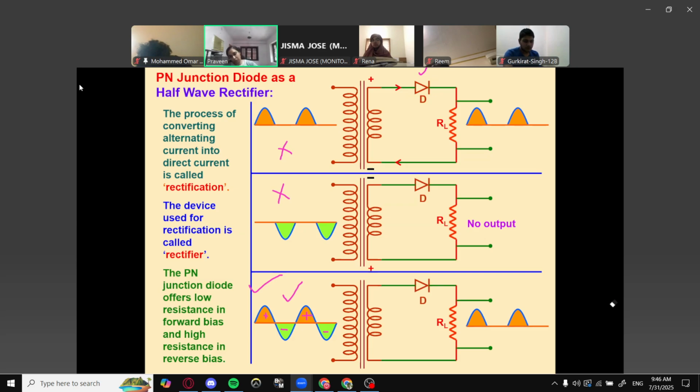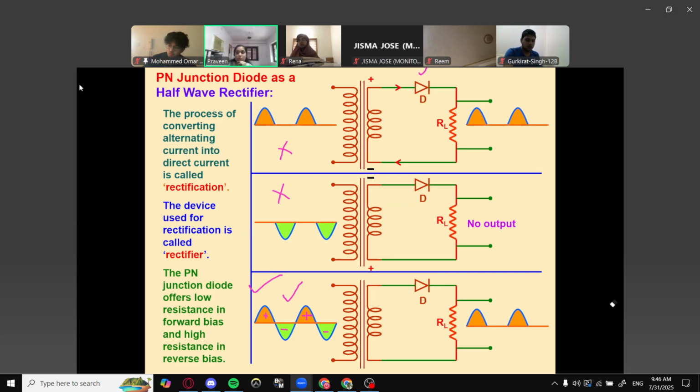Okay. See, this is called a half-wave rectifier. Why is it called half-wave rectification? Because only the positive cycles have been rectified. The negative cycles are not rectified. The entire wave is not rectified. Only the positive part of the wave has been made unidirectional. That's why it is called a half-wave rectifier. But we need to get the full wave rectified.